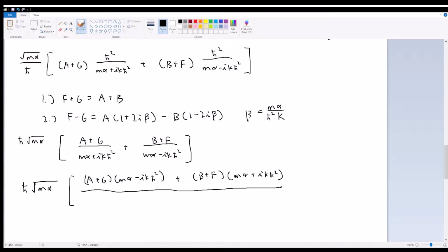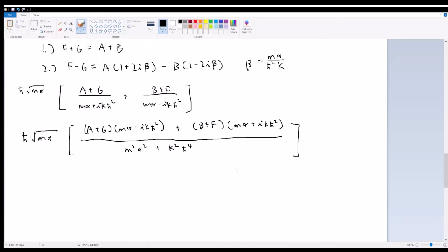So this is going to be m squared alpha squared plus k squared h bar to the power of fourth. And now, really the only thing we're interested in is the top terms. So let's multiply this out.